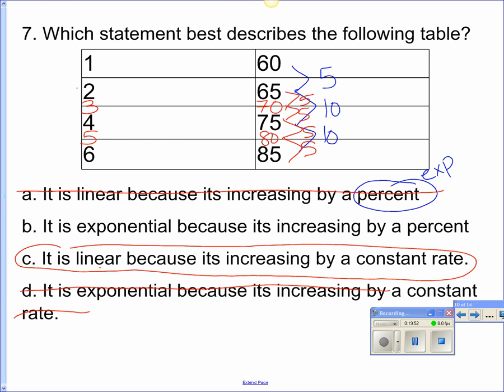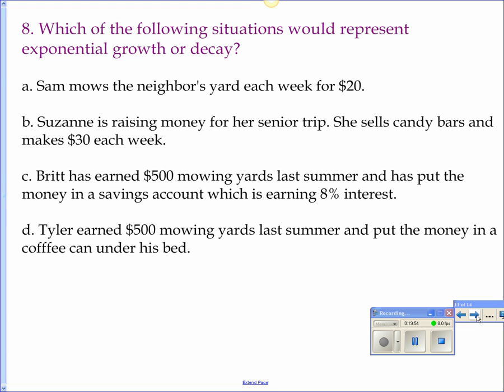All right, next, which of the following situations would represent exponential growth or decay? Growth means it's doing what? That's another way to say that. It's increasing. Decay would just mean it's decreasing. All right, so the keyword is exponential. Circle that, please. Keyword is exponential.